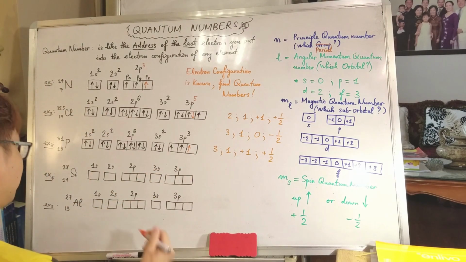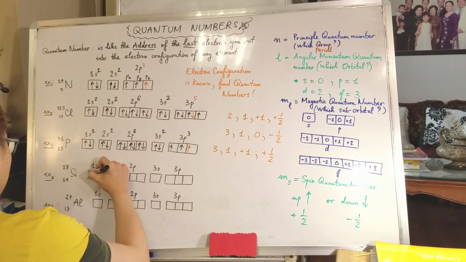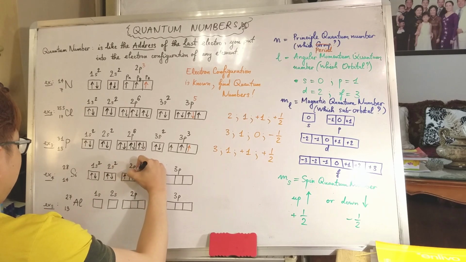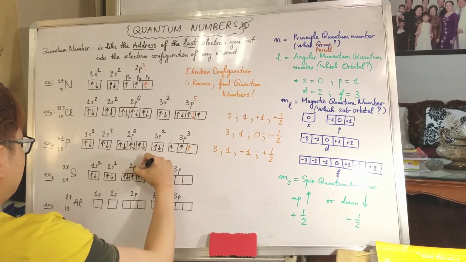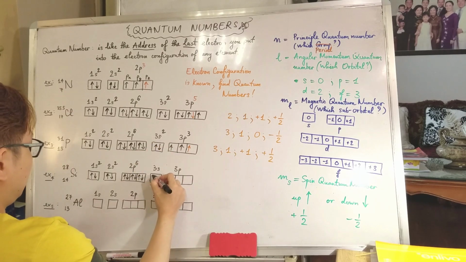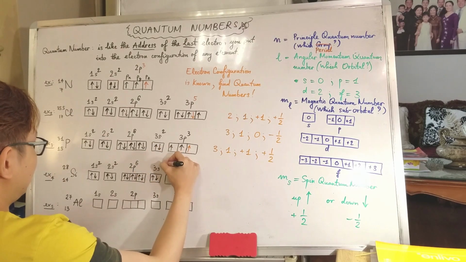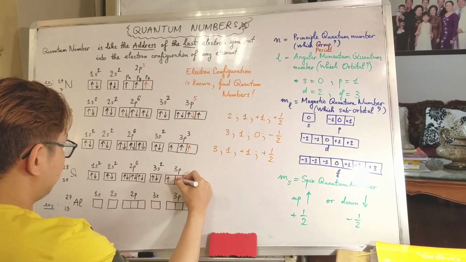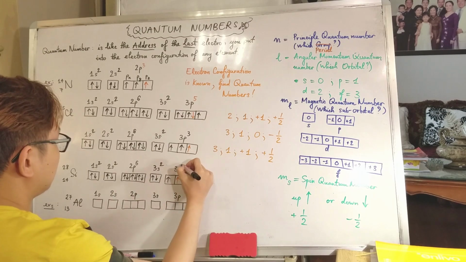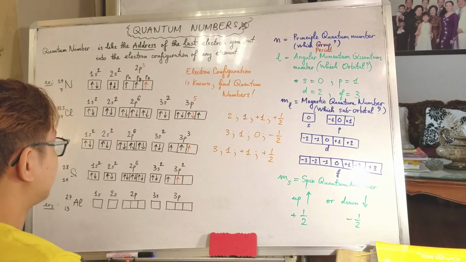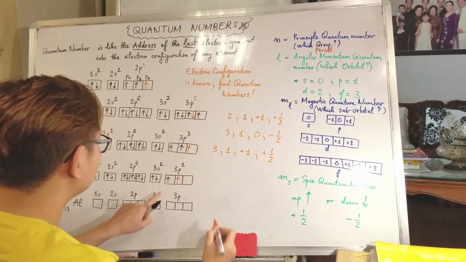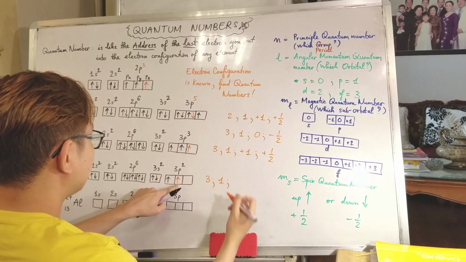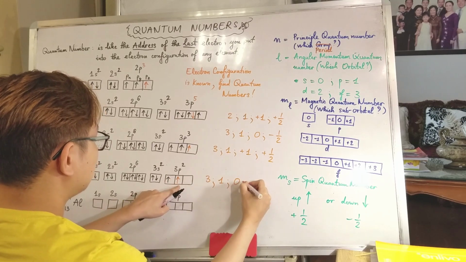Okay, how about silicon? 1, 2, 3, 4, 5, 6, 7, 8, 9, 10, 11, 12, 13, and then 14 in this one. Okay, so how do you write this one? Third period is a P. It's a center square, so 0, going up.